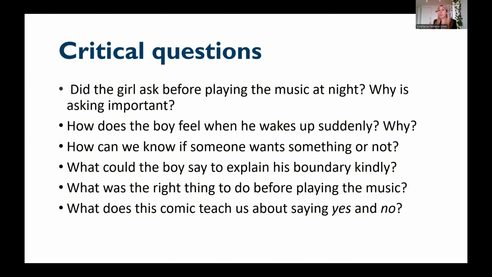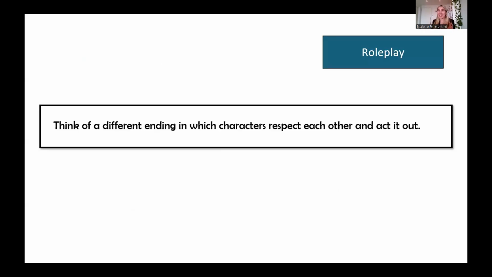What could the character say to explain their boundary kindly? And here boundaries come into play. Setting boundaries, talking about our autonomy. And our freedom, of course. What was the right thing to do before playing the music? What does this comic teach us about saying yes and no, right? And finally, they can do a role play, right? They can act out in groups different scenes and create a different ending, right? An ending where characters respect each other, right? And find a solution, right?